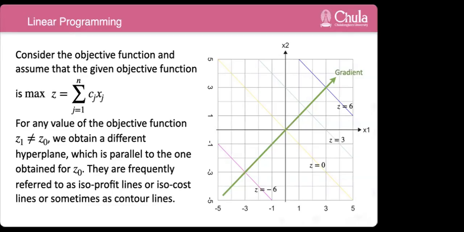Okay? So if you want a point or a solution that has a maximum value of the objective function, you should go this way. You should follow this gradient direction. If you want to minimize it, you go the opposite way. You have to go down this way.